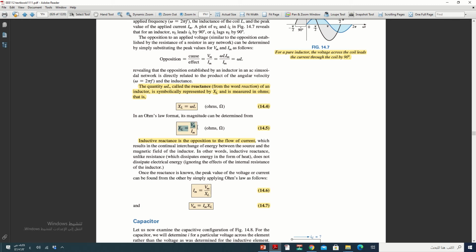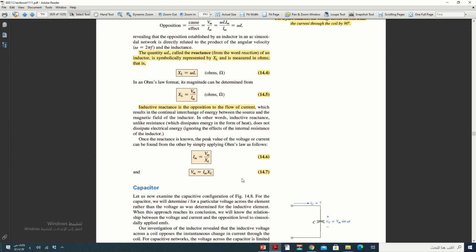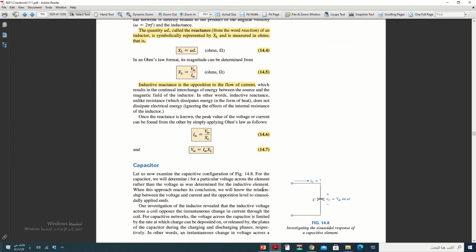From this formula, you can write Im equals Vm over XL, or Vm equals Im XL. It's Ohm's law. What about the capacitor? We have voltage Vm sine omega t, and we need to find IC.